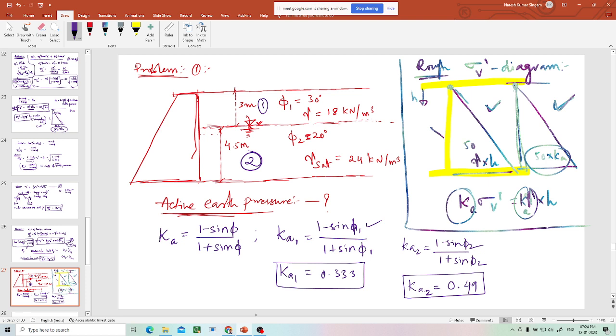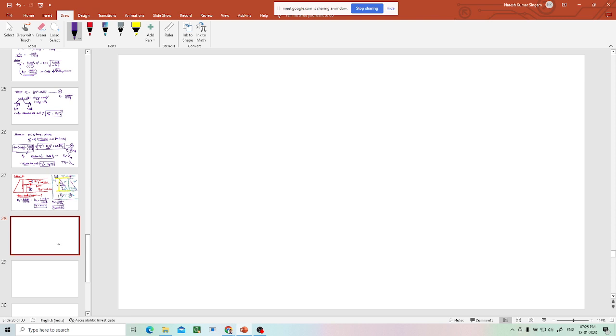But don't think that these two layers are separate. The top layer is resting upon the second layer. You cannot ignore that weight. You have to sum up gamma 1 H1, then here gamma 1 H1 plus the extra from this layer. So now we will enter into the calculation of the problem.